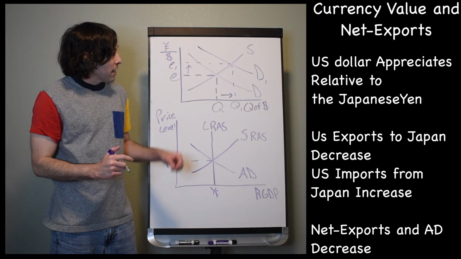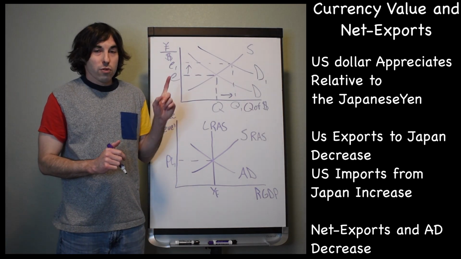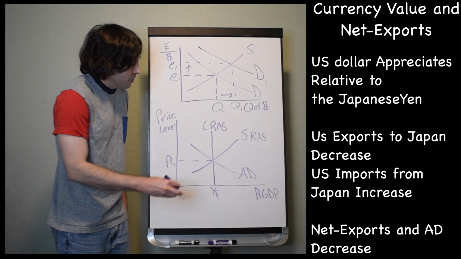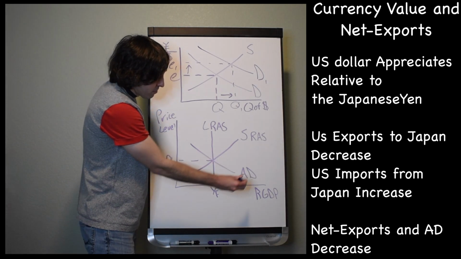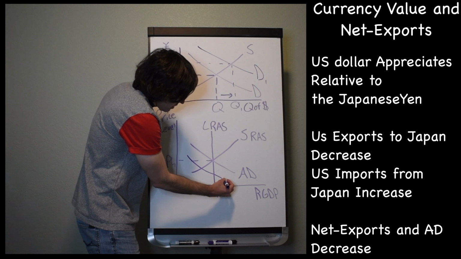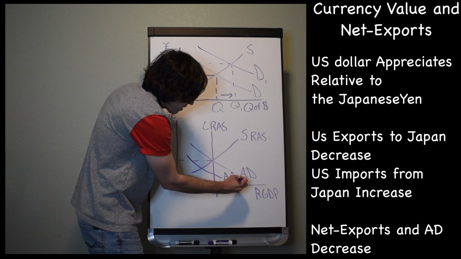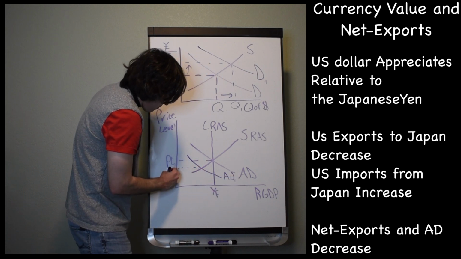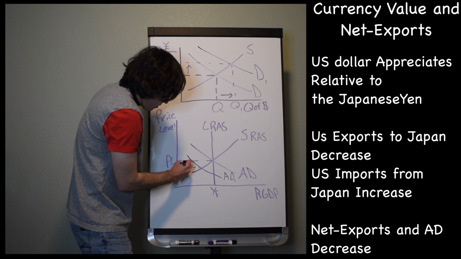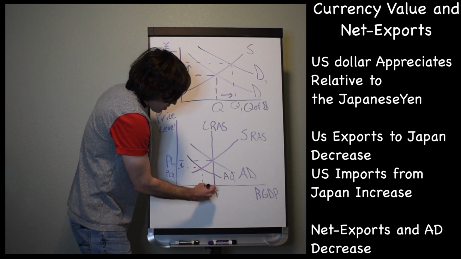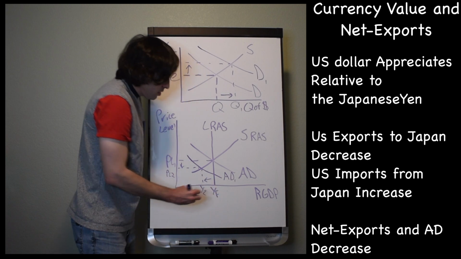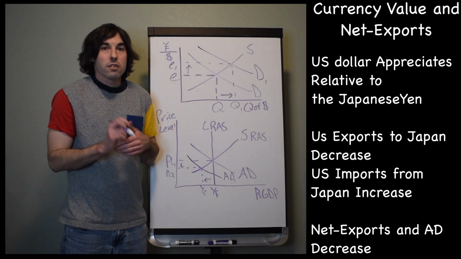As that happens, as our exports fall and our imports increase, net exports are going to decrease, and because aggregate demand is made up of net exports, aggregate demand is going to decrease and shift to the left. We'll have a lower price level, a decreasing real GDP, and that will mean that our unemployment rate is going up.